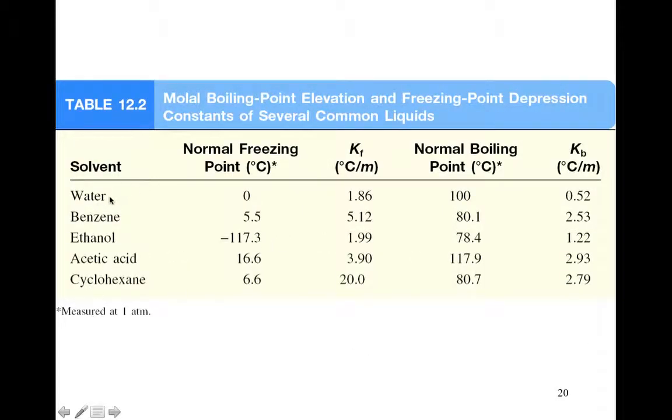And here's your table. Like I said, it doesn't cover a whole lot, just 5 of these things, and it gives you your solvent. The normal freezing point, if you have the pure solvent, is right here, and then our Kf in degrees Celsius per molal, and then our normal boiling point, and then our boiling point constant. So pretty straightforward, pretty easy to work with, and we're going to work with it a lot.